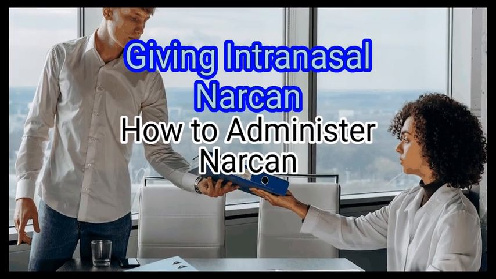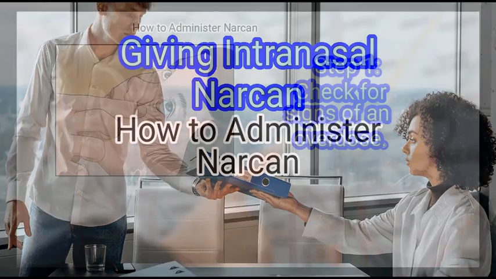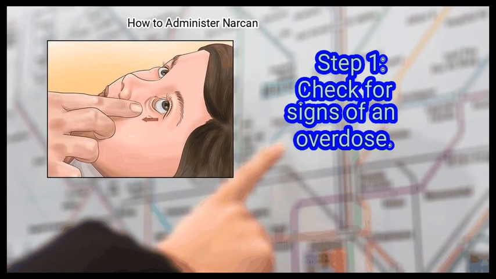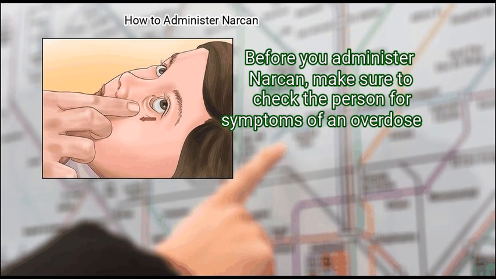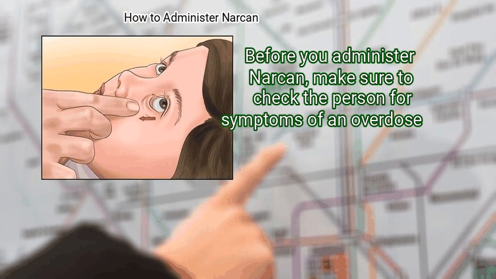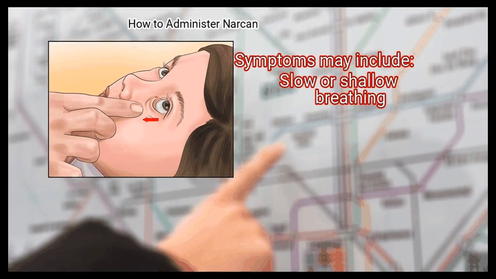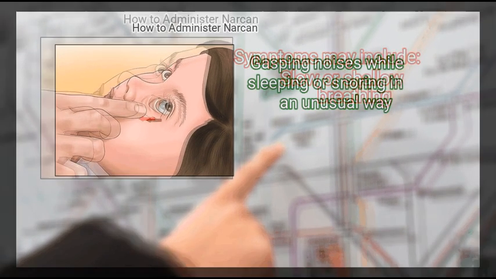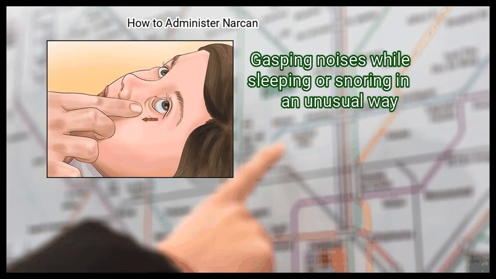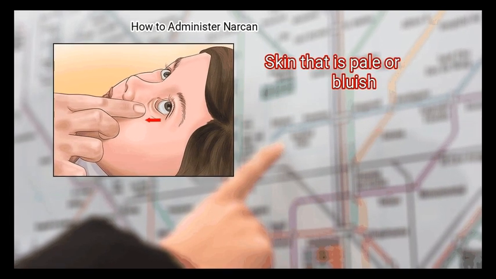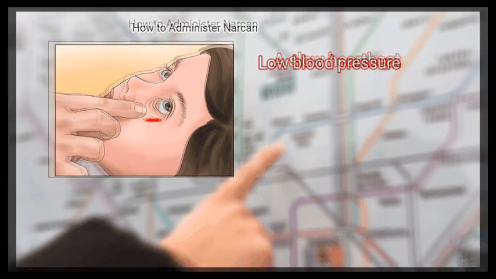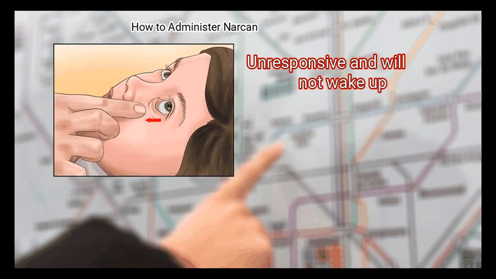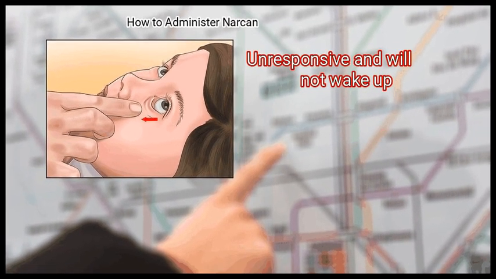Method 1. Giving intranasal Narcan. First, check for signs of an overdose. Before you administer Narcan, make sure to check the person for symptoms of an overdose. Symptoms may include slow or shallow breathing, gasping noises while sleeping or snoring in an unusual way, skin that is pale or bluish, a slow heartbeat, low blood pressure, and being unresponsive and will not wake up.